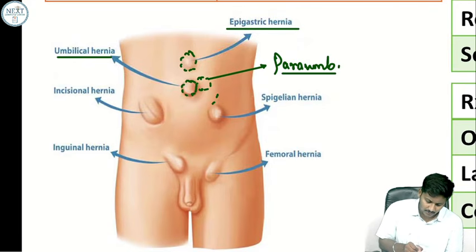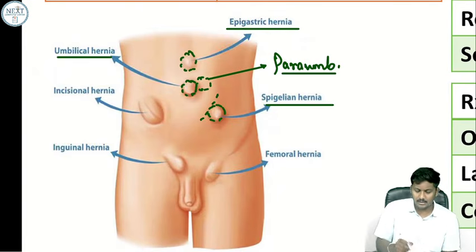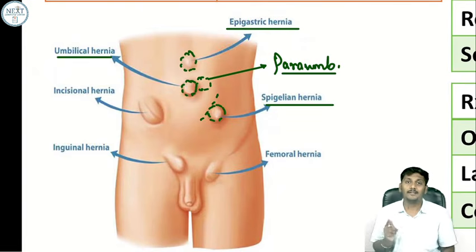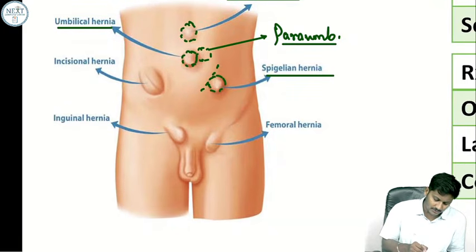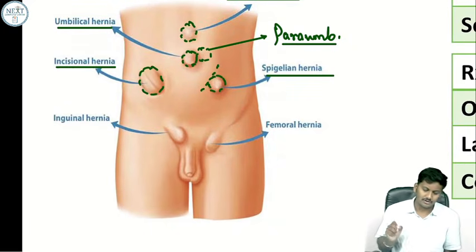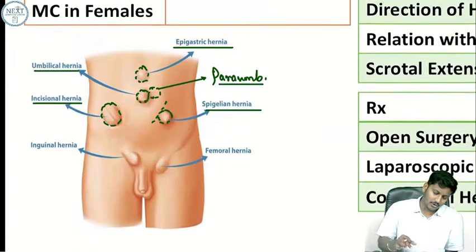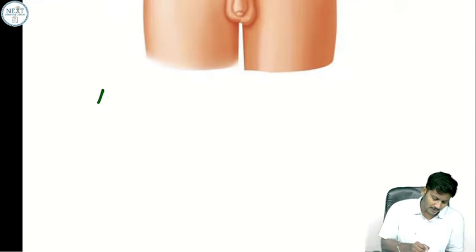Any hernia that arises from the lateral border of rectus abdominis muscle is a Spigelian hernia. Any hernia from a previous incision or scar is an incisional hernia. Clear? So these are all your abdominal wall hernias basically, or all your ventral hernias definitely.